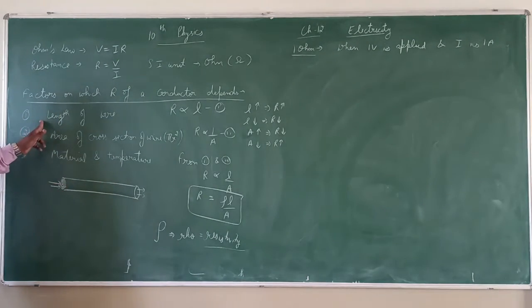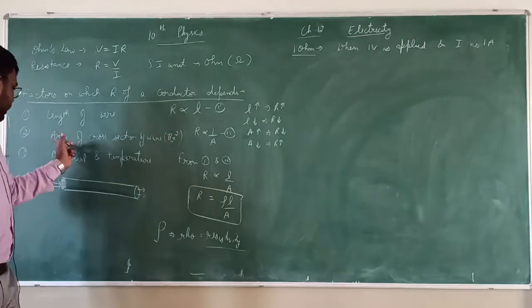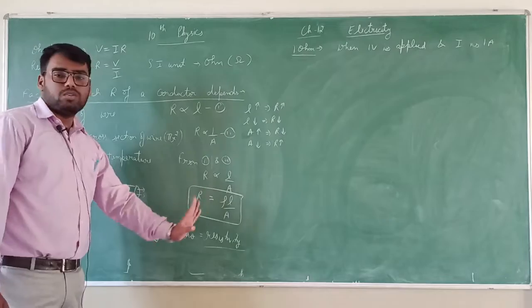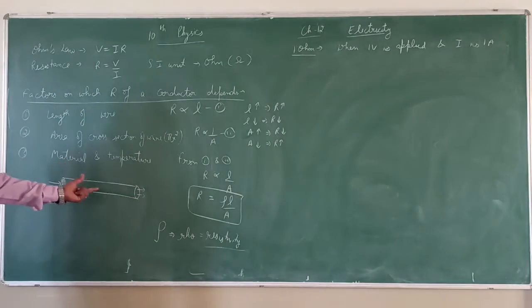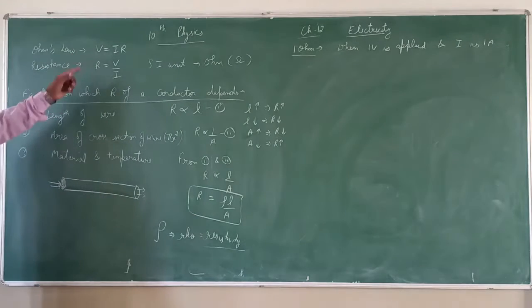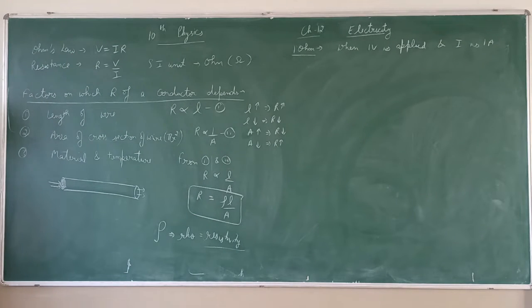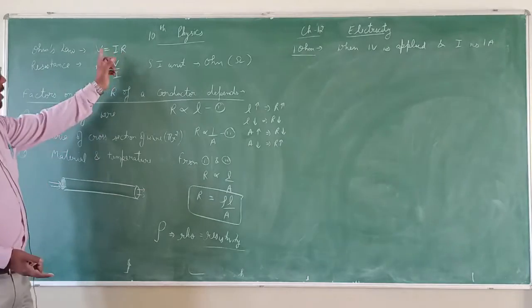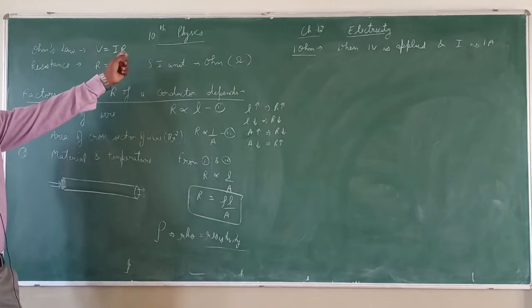So the first point, length, area of cross section, material and temperature. For material and temperature we use rho. If we change the temperature, rho will change, so resistance will change. That is why in Ohm's law we say under similar conditions, that means we can't change temperature, because if we change the temperature, resistance changes, and we use resistance as a constant of proportionality.